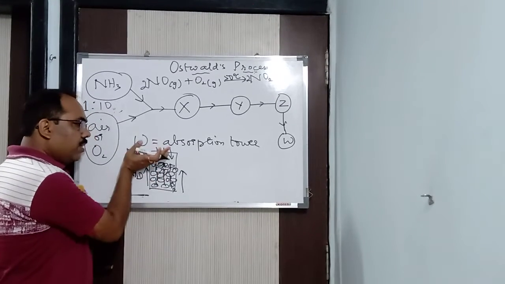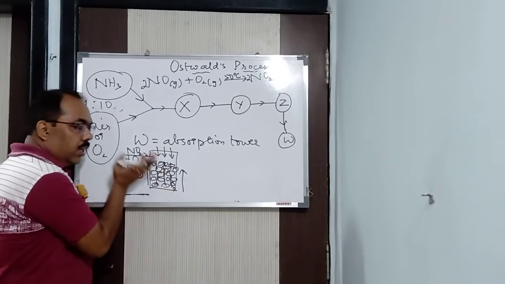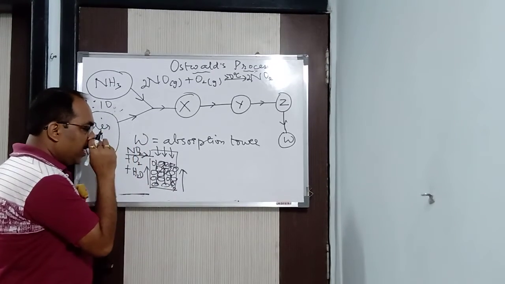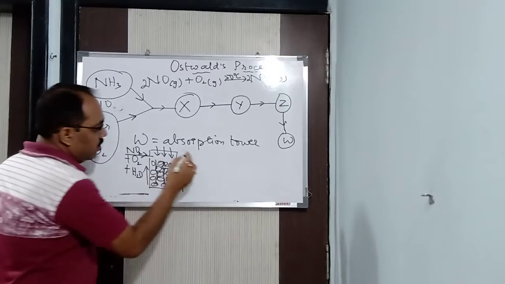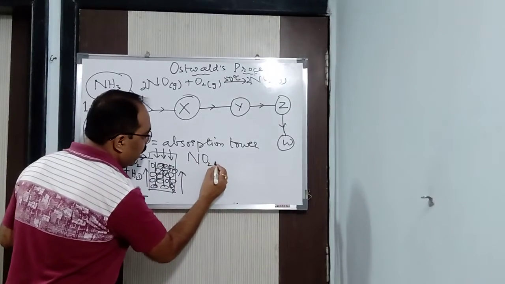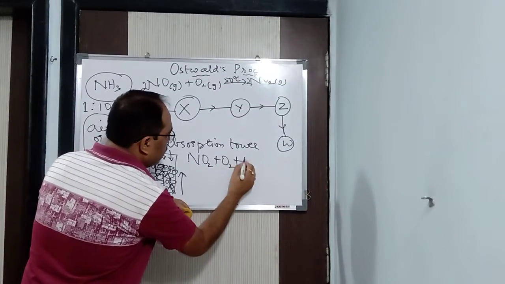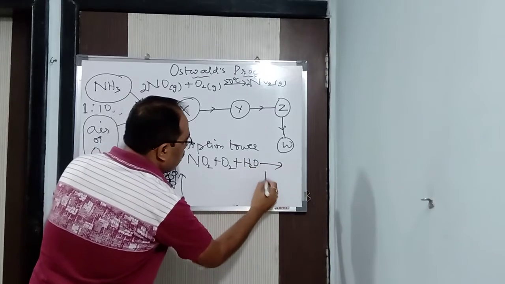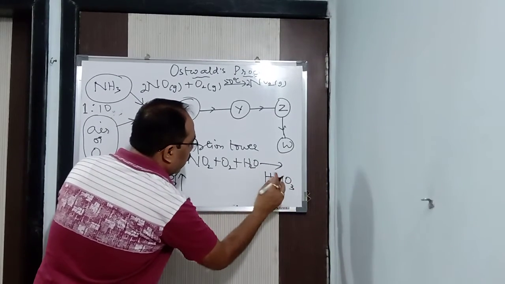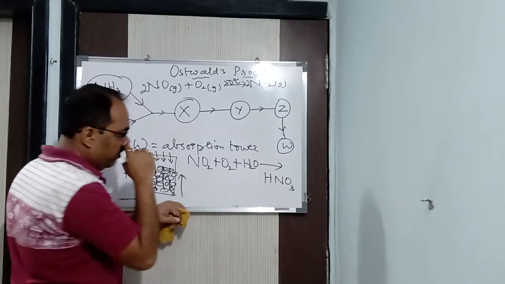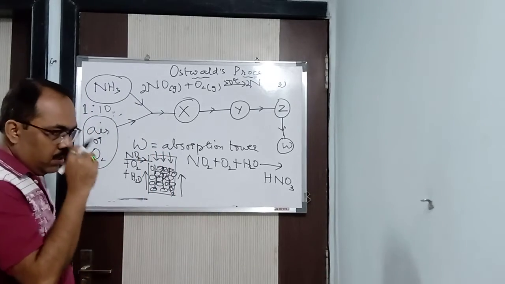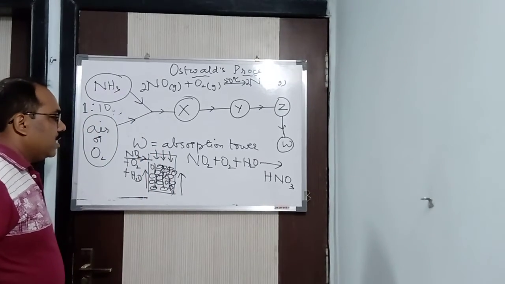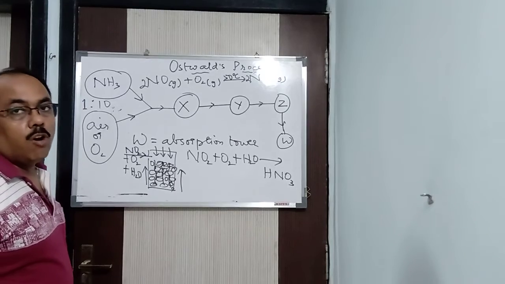When they come up, the easy dissolution of nitrogen dioxide and oxygen takes place with water, and it results in the formation of nitric acid, that is HNO3. You can balance this particular equation. So in this way, easy dissolution of the gas takes place and nitric acid is formed.